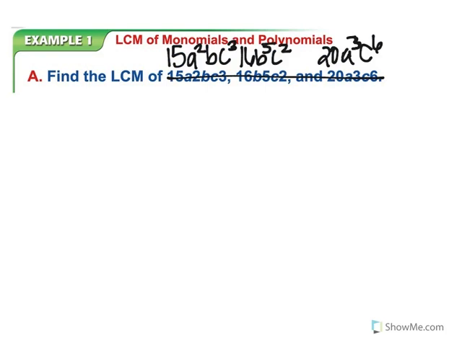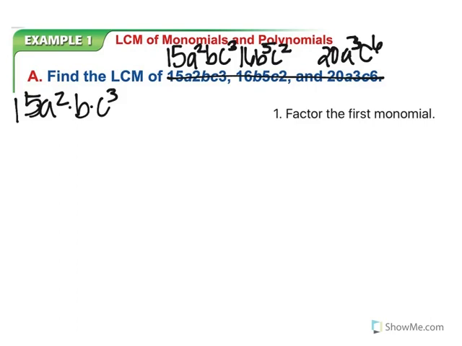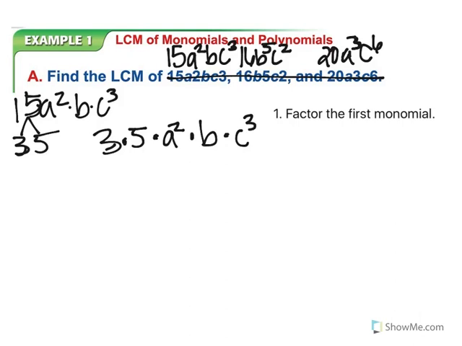So our first step, we're going to factor the first monomial. Okay, so we have 15a squared times b times c cubed. 15 breaks up into 3 and 5, so we can actually rewrite this as 3 times 5 times a squared times b times c cubed.